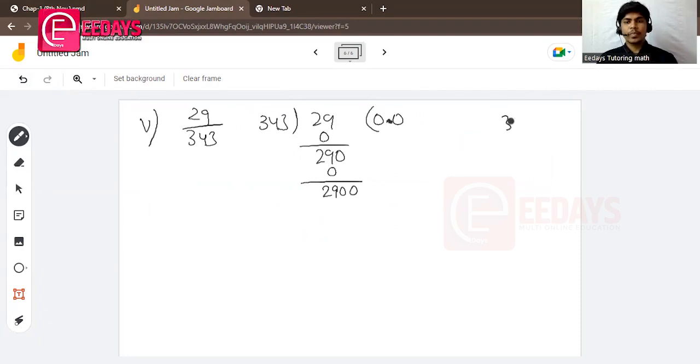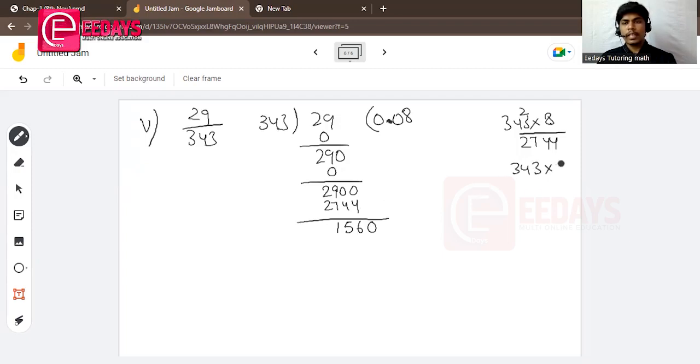343 into, let's try with 8. 8 threes are 24, and 8 fours are 32 plus 2 is 34. 343 into 8, so we'll get 2744. 2744 minus 2900, you'll get 156. The point is there, so you just put 0.